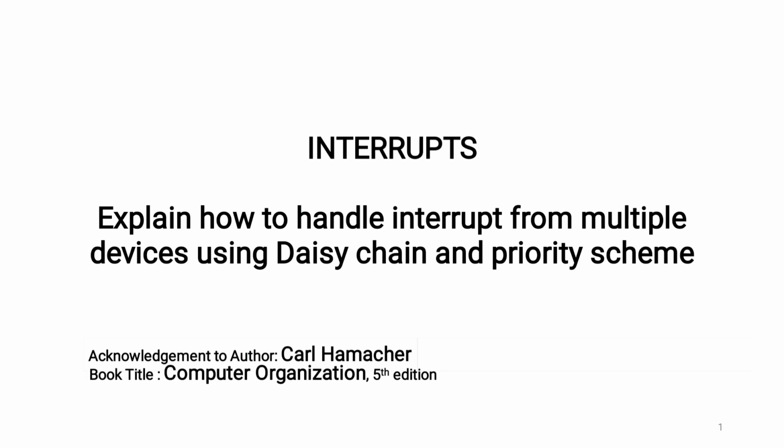So what was the question? Explain how to handle interrupt from multiple devices using daisy chain and priority scheme. In this, what we discussed: first we got to know what an interrupt is, then we discussed the priority scheme, then the daisy chain scheme, and the third one, which is the combination of both the priority scheme and daisy chain scheme. That completes the discussion.